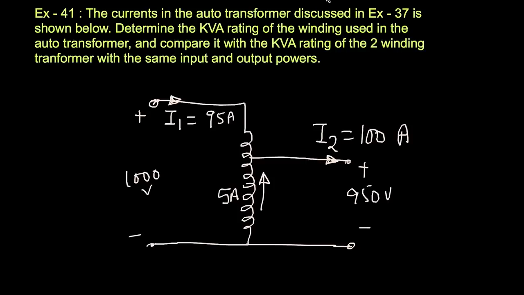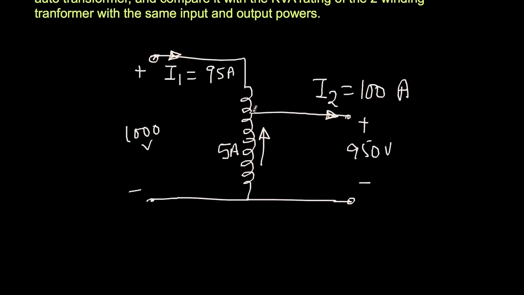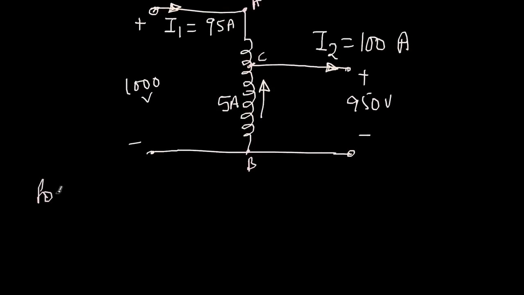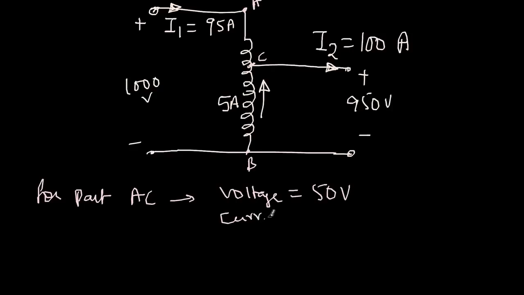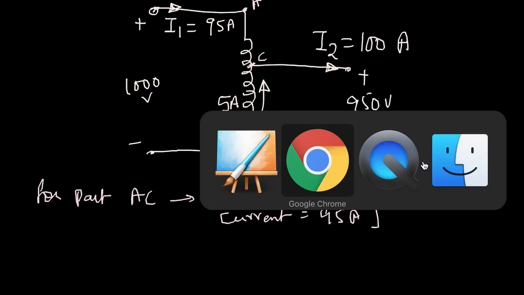So if you look at the winding here, say this end is A, this end is B and this end is C. For part AC, what is the voltage? The total is 1000 volts and 950 volts, so it's only 50 volts. But what is the current? The current transferred by this part AC is actually 95 amperes, that you can see. So for the part AC, the KVA rating will be 50 multiplied by 95. So let's quickly do that calculation.